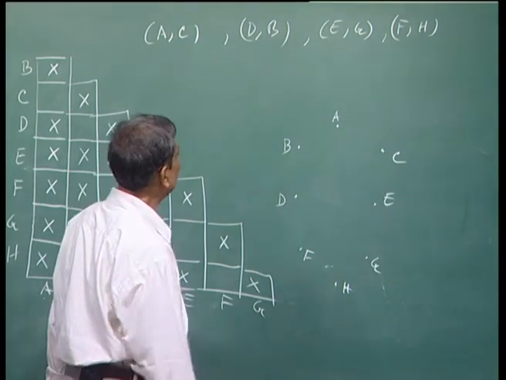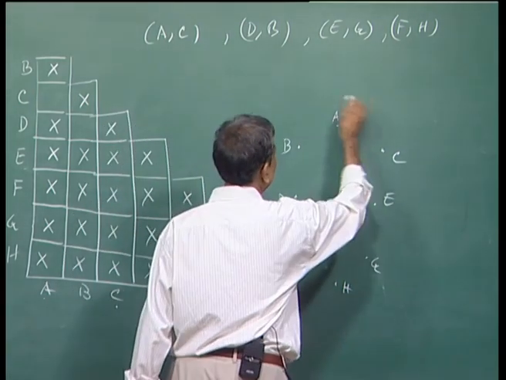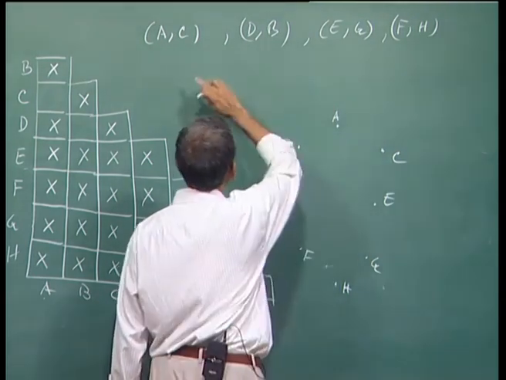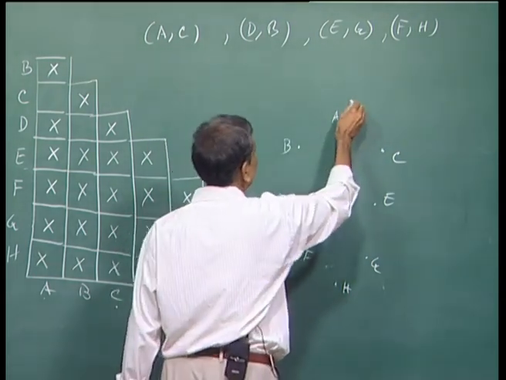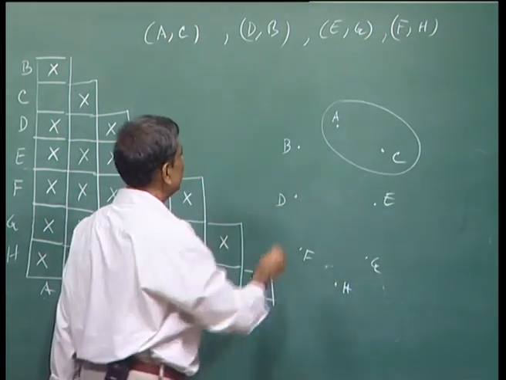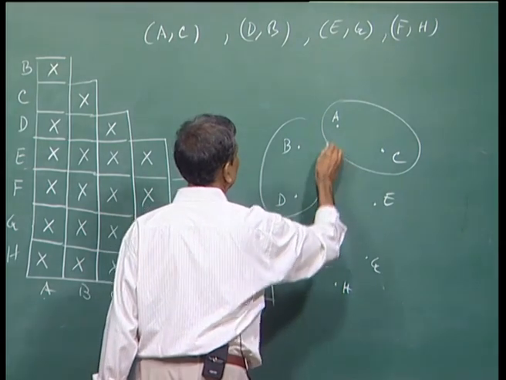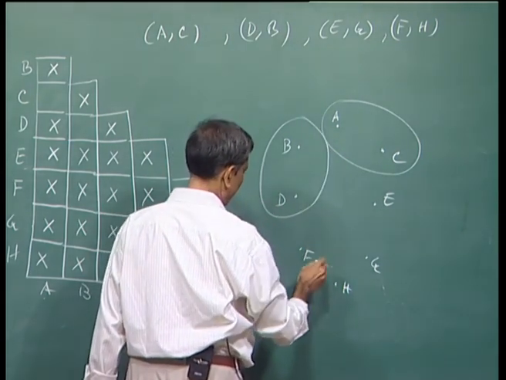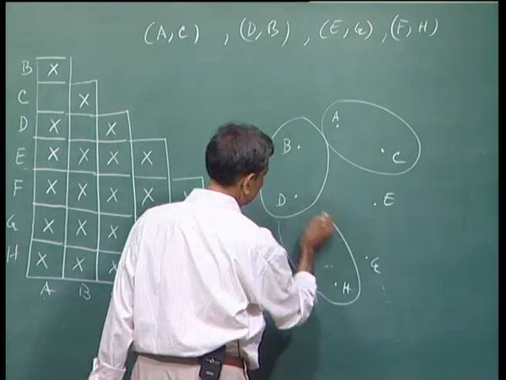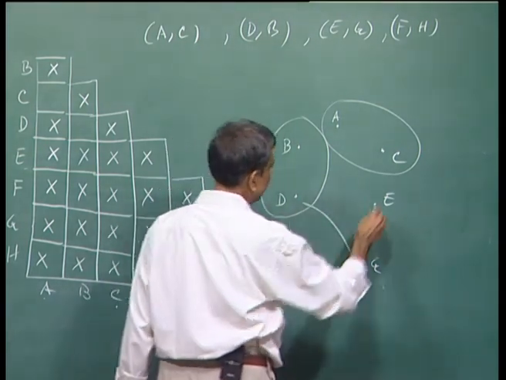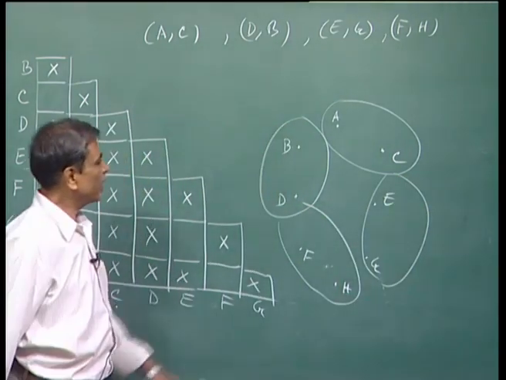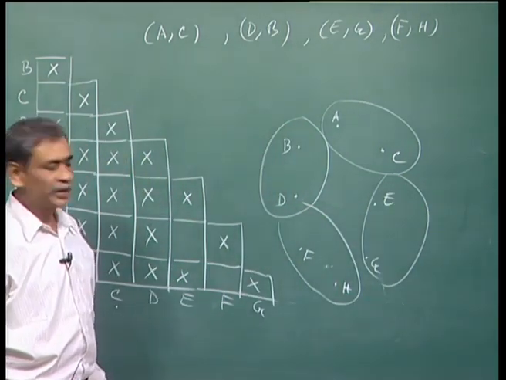So, what we found was that these two will be in the same equivalence class, and in fact, there will not be any other state in the same equivalence class. So, A and C, D and B, F and H, and G and E. These are the four equivalence classes, and they have partitioned my set of states.